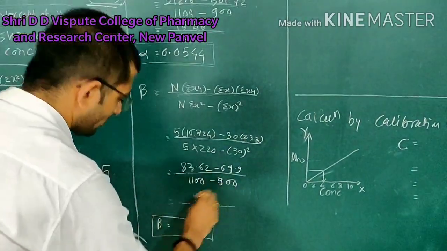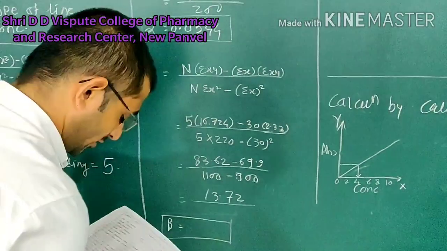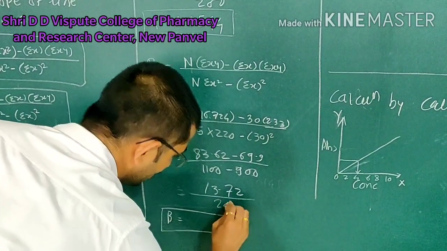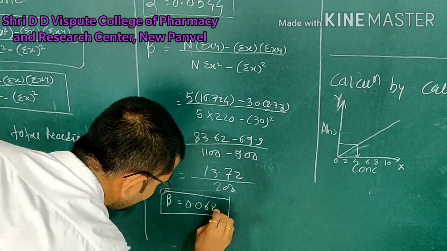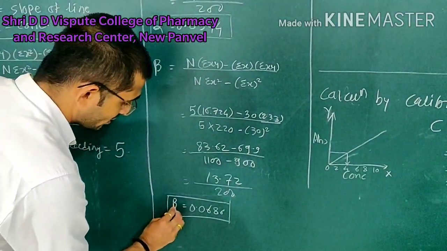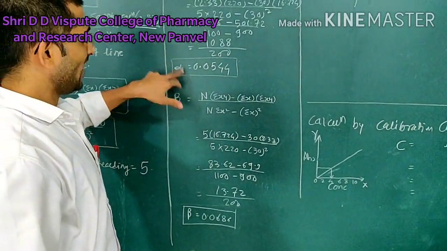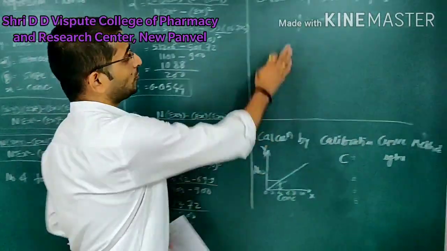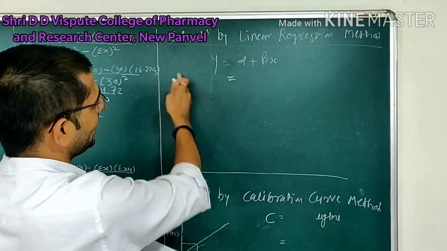So 13.72 upon 200. So value of beta is 0.0686. So we can find out the alpha and beta values. So put the value of alpha and beta in our equation.